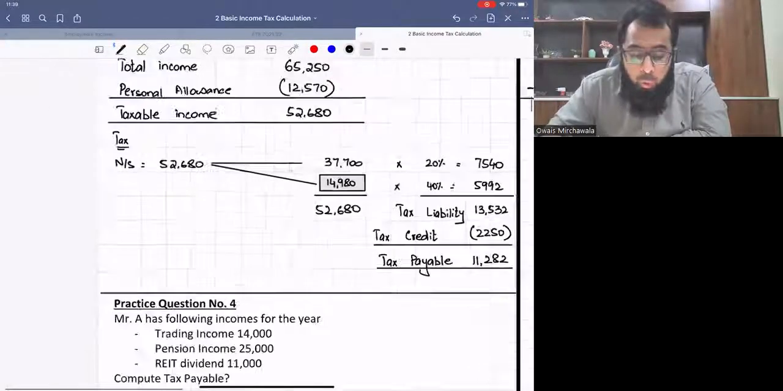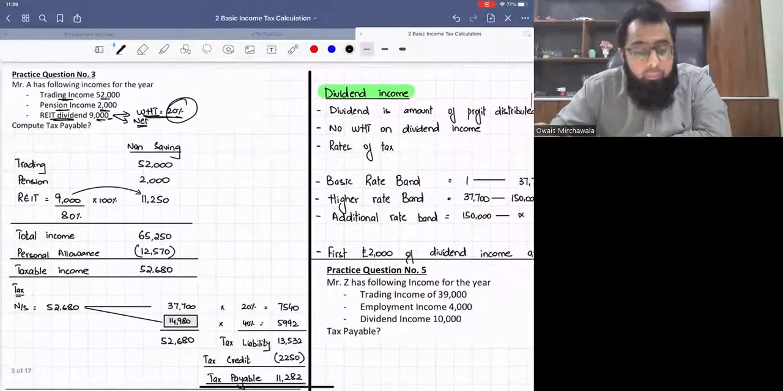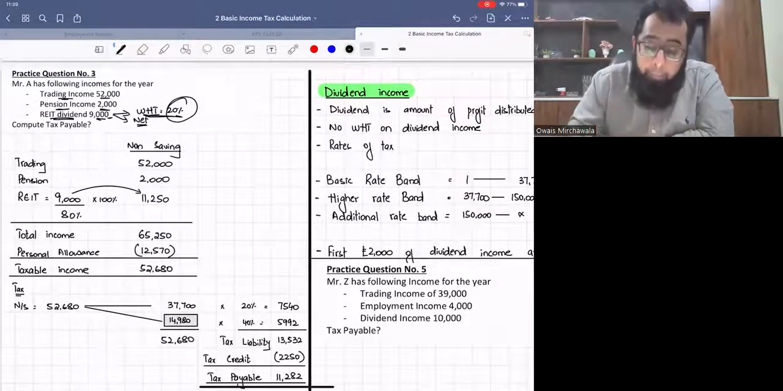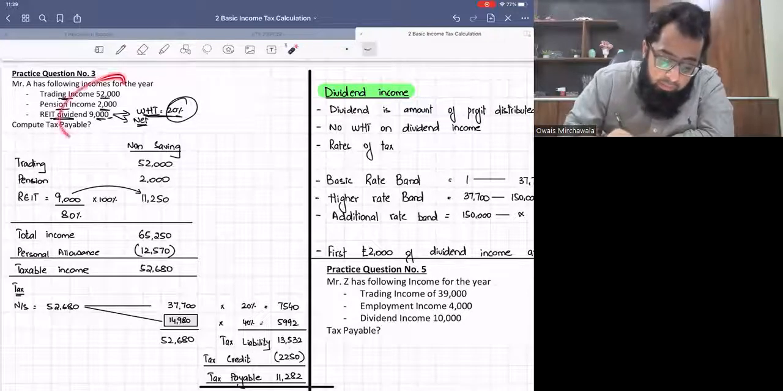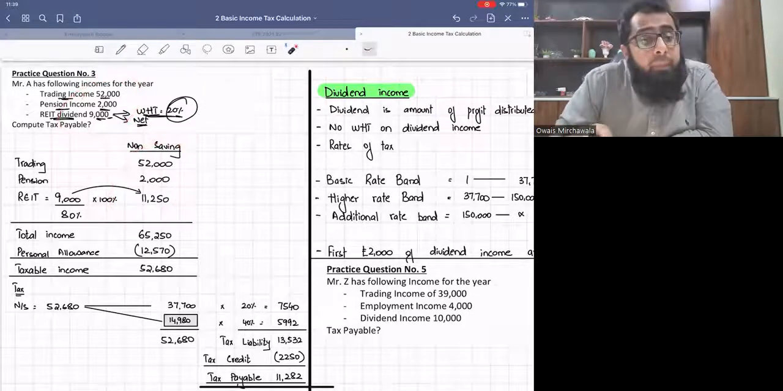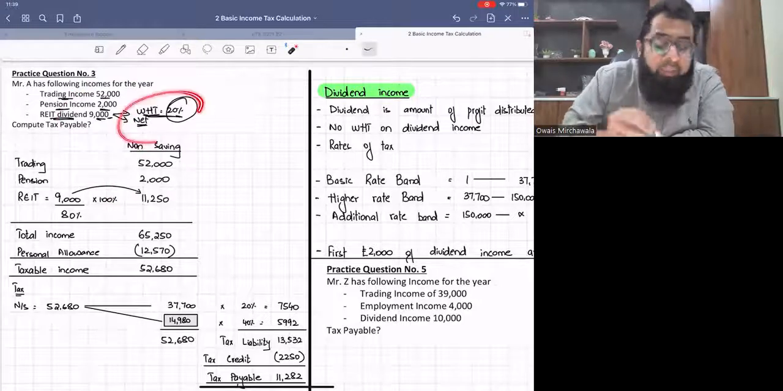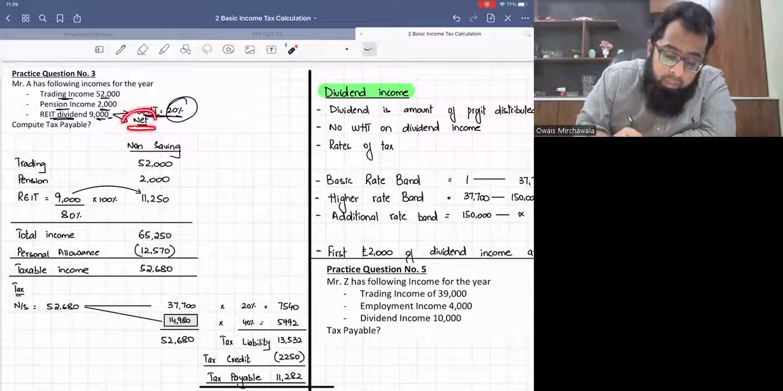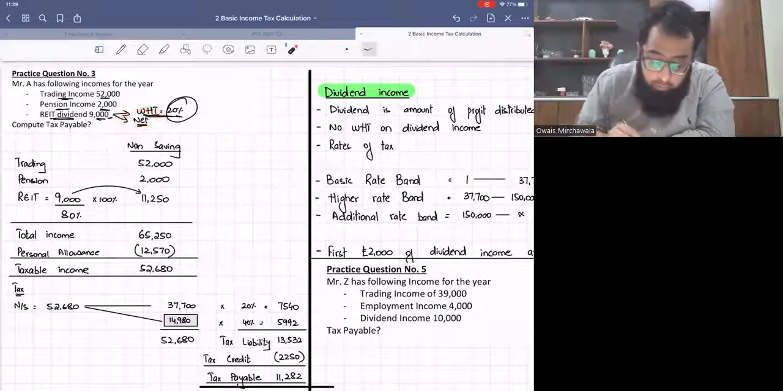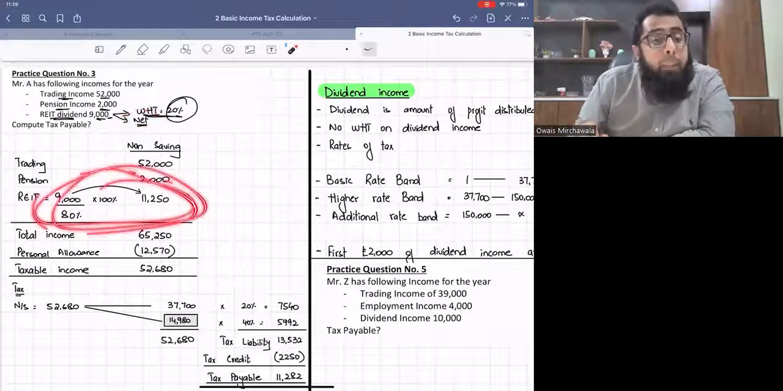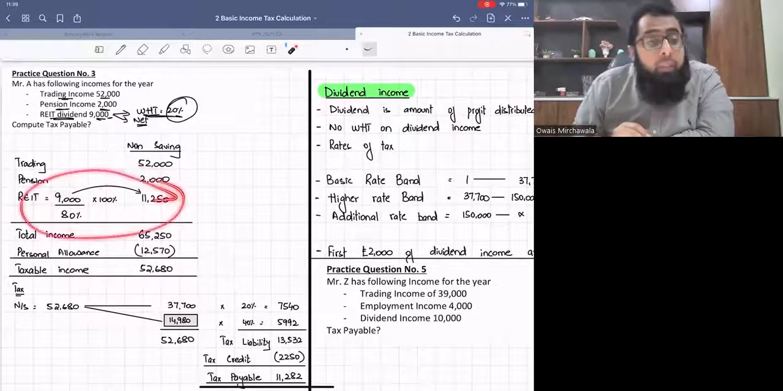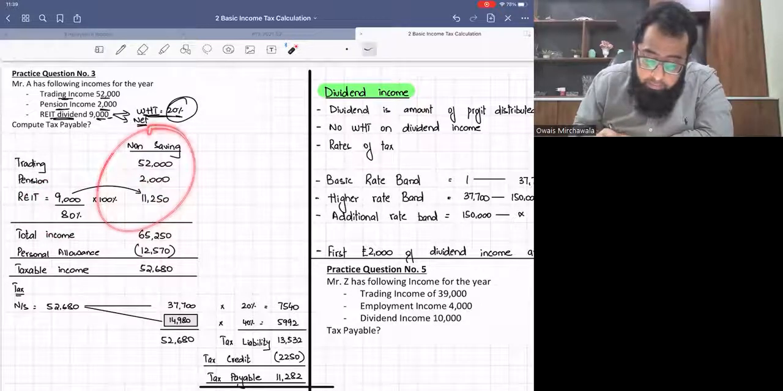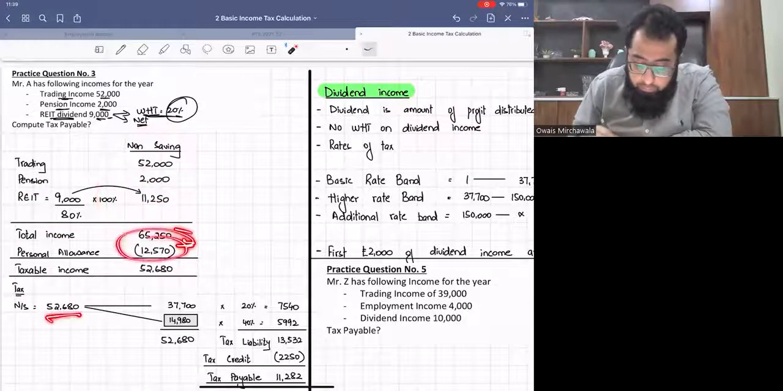I want you all to concentrate on it. There is nothing difficult in it. There were three incomes. We classified them. Real estate investment trust, 20% withholding. The examiner is silent, so the income is net. So we grossed it up, divided by 80 into 100. Personal allowance, tax.